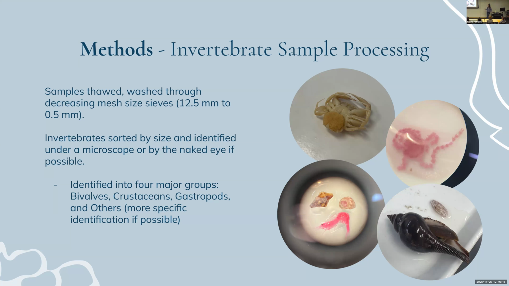So after we did that, they were identified either using a microscope or the naked eye. You could really only see until 2.8 millimeters with the naked eye. These are some of the biggest samples we found, that crab and this gastropod. Pretty cool looking. And then the other ones are examples of what you would see under the microscope. And we identified them into 4 major groups: bivalves, crustaceans, gastropods, and others. And then the bigger samples, of course, if you could see them and identify them further, we would, to get more accurate data.